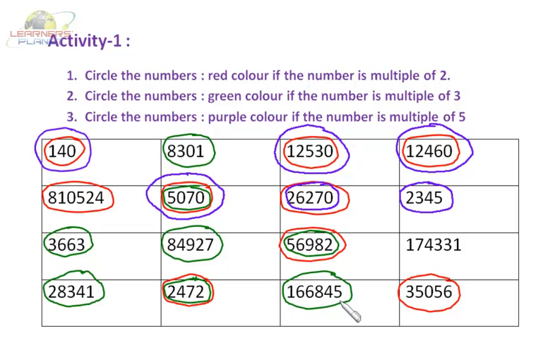In this case, the unit digit is 5. So it will be definitely divisible by 5. So let's circle it. In this case, the number at the units place is 6. So it will not be divisible by 5. Okay, so we have circled the numbers which are multiples of 2 or 3 or 5.